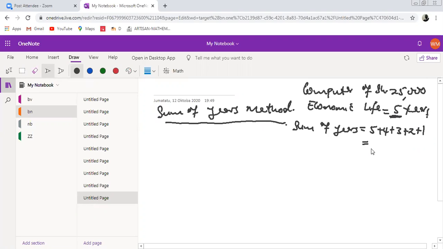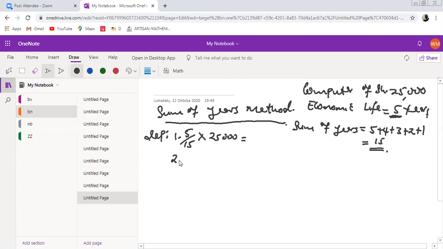So what will be this sum? This is 9 plus 6. This one will be 15. So the sum of the years will be 15. Depreciation for year 1: when we are starting the year, remember there are 5 years remaining. This computer is supposed to serve us for 5 years. At the beginning of the first year, it has 5 years to go. So it is going to be 5 over the sum of the years, times the cost, which is 25,000. You get the depreciation for year 1.